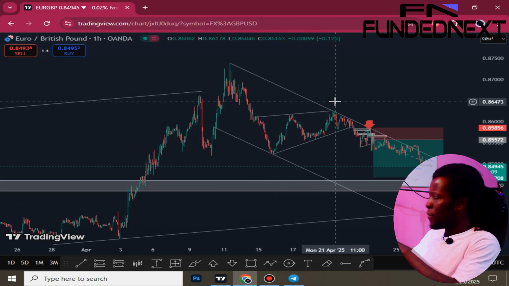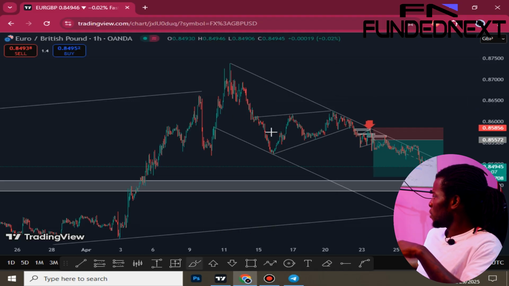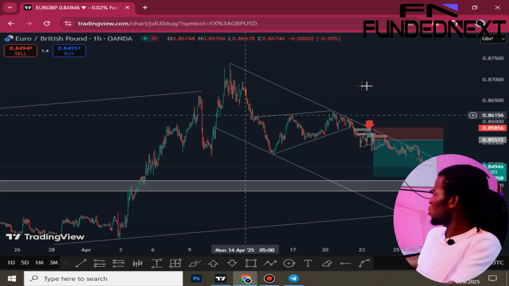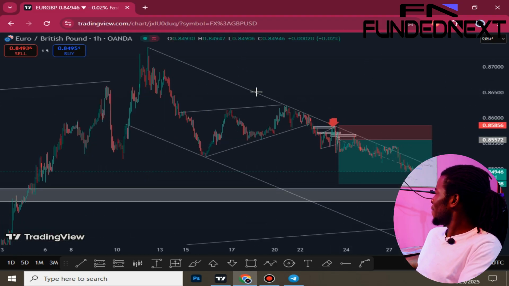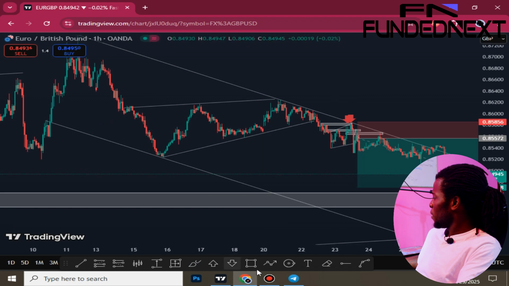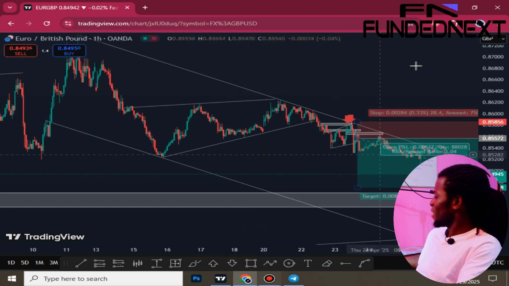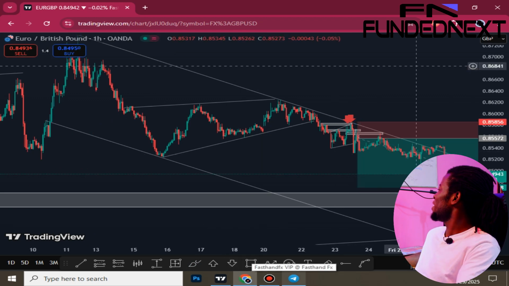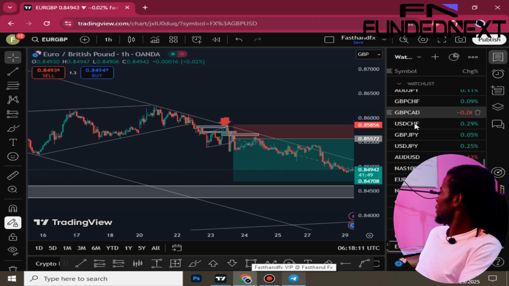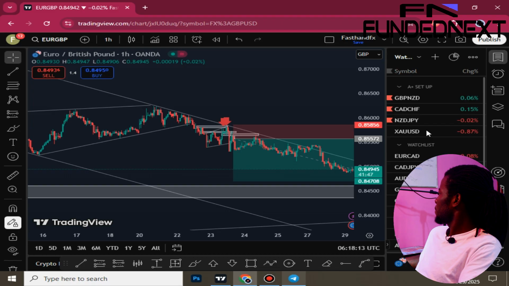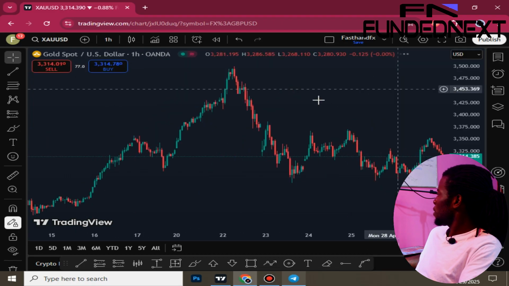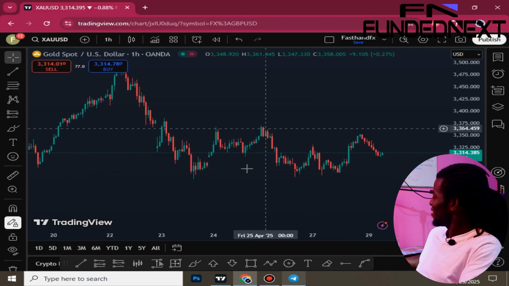Now if you look at this channel or this pattern right here, somehow it looks like our golden pattern, right? The symmetrical triangle thing. But now if you look at this, there's a difference. The other one, let's take it back on gold. I want to show the difference. You might think, oh, they're the same, but let me show you something.